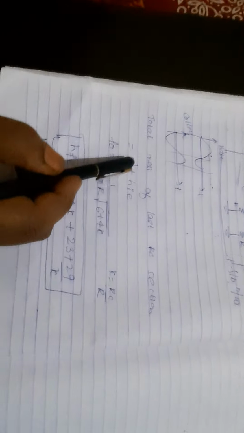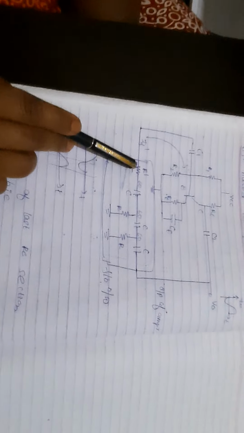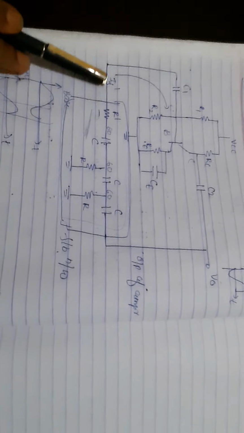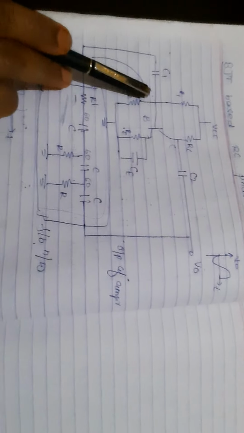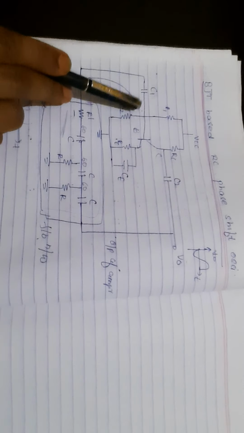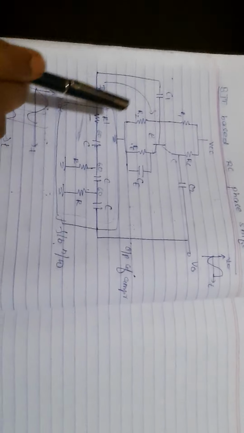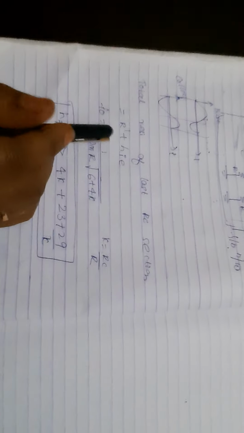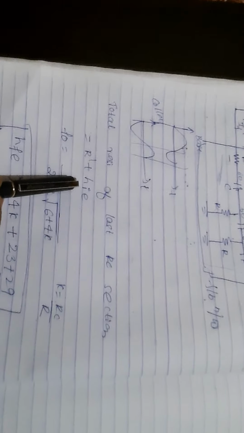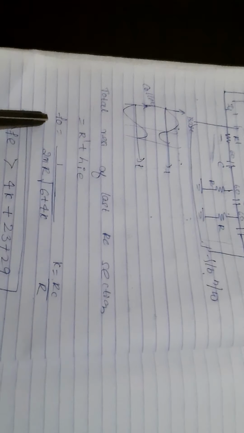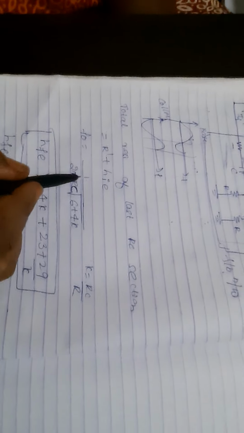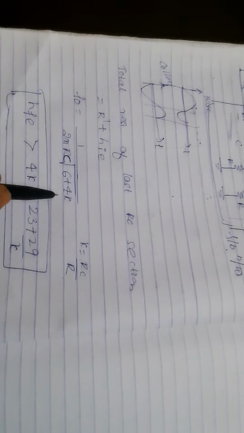Now the last R dash of the RC section is going to ground through the input resistance Ri. So the total resistance of the section is R dash plus HIE. Frequency of oscillation is given as 1 upon 2 pi RC root of 6 plus 4K.